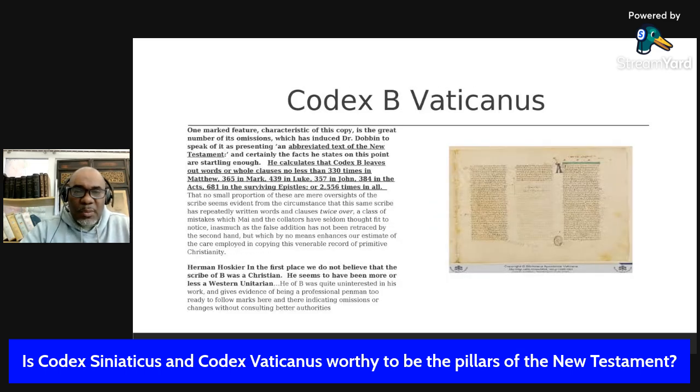He said, in the first place, we do not believe the scribe of B was a Christian. It seems to be more of a lesser Western Unitarian. And the scribe of B was quite uninterested in the work, being a professional penman, given to registering marks here and there. In fact, Herman Hoskier also said in his book, Codex B and Its Allies, that Codex Vaticanus and Sinaiticus should be given the palm. So he was quite strong with his words on that.